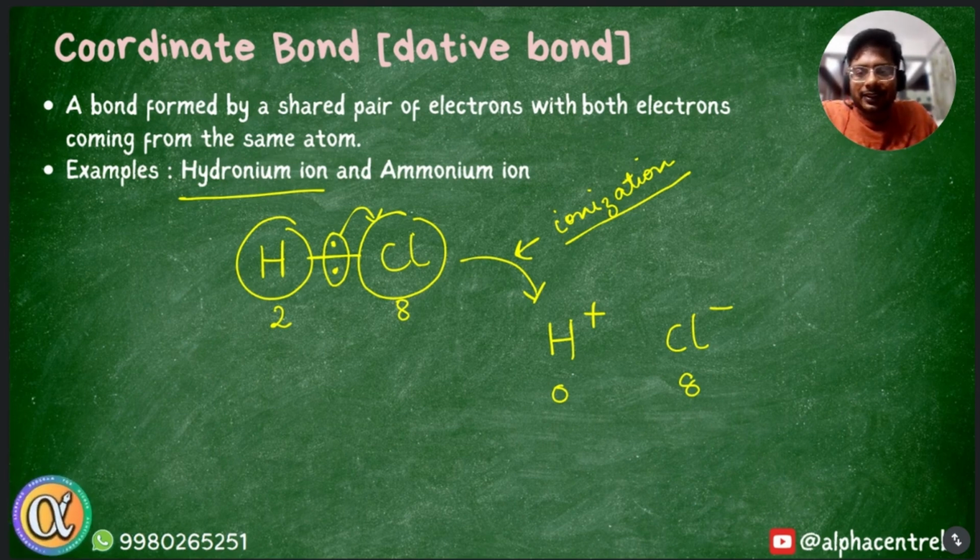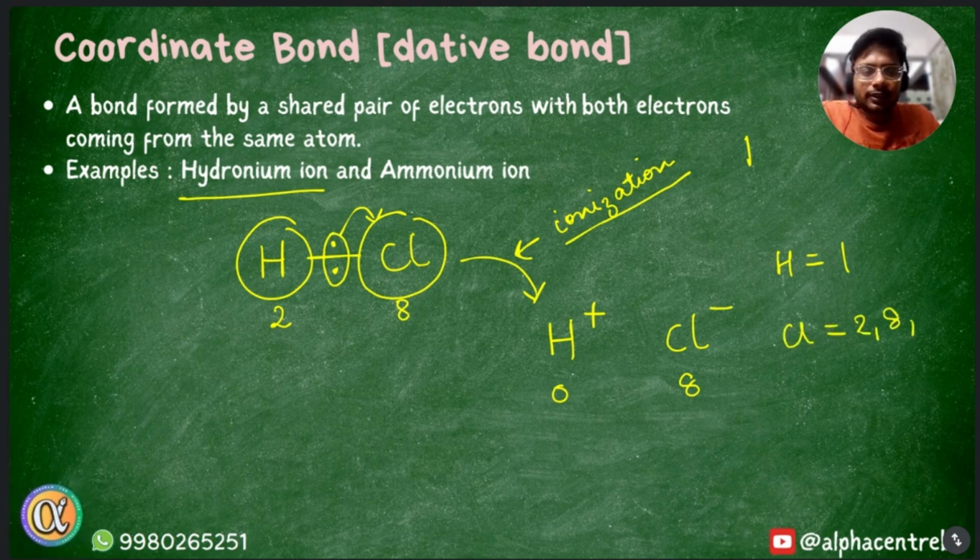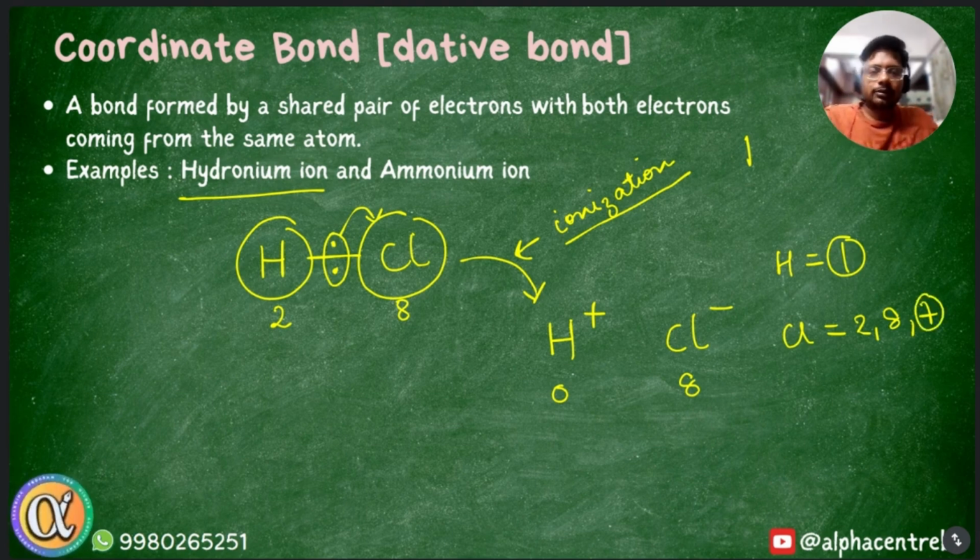It has lost its electron. See, hydrogen electronic configuration is 1. Chlorine electronic configuration is 2, 8, 7. So one option is they share this one, hydrogen shares 1 with one of this chlorine, so that this becomes 8 and this becomes 2. And that happens during the formation of covalent bond between them.